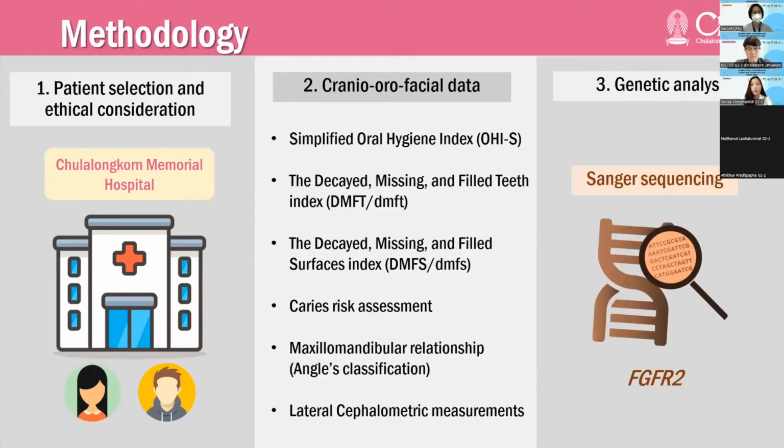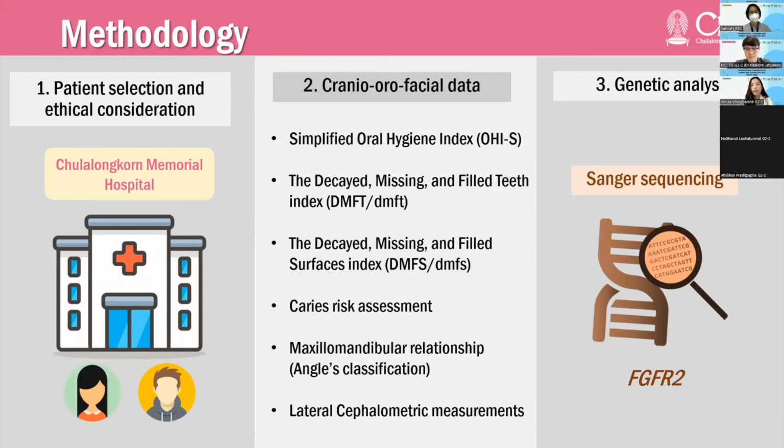Okay, and this is the methodology. Methodology consists of 3 parts. Number 1, patient selection and ethical consideration. 2 patients with Apert syndrome receiving treatment at the Princess Sirindhorn Craniofacial Center at King Chulalongkorn Memorial Hospital were enrolled, and this study was approved by the Institutional Review Board, Faculty of Medicine, Chulalongkorn University.